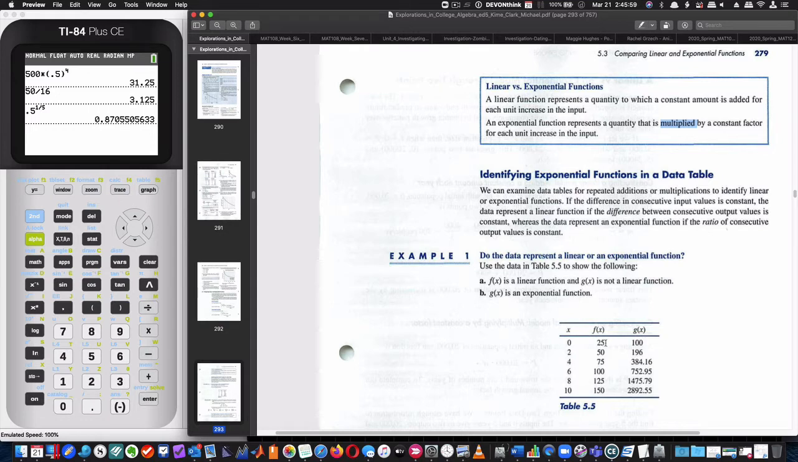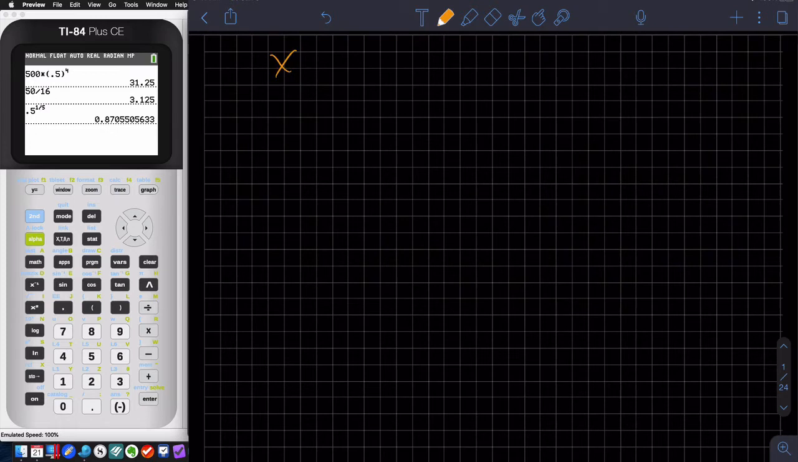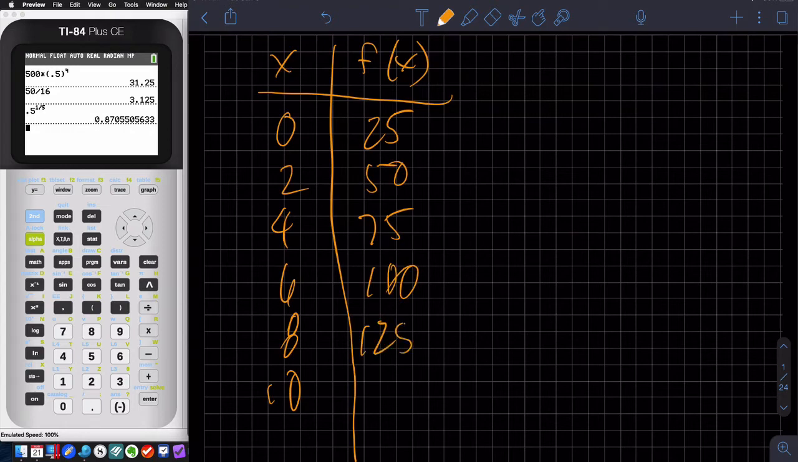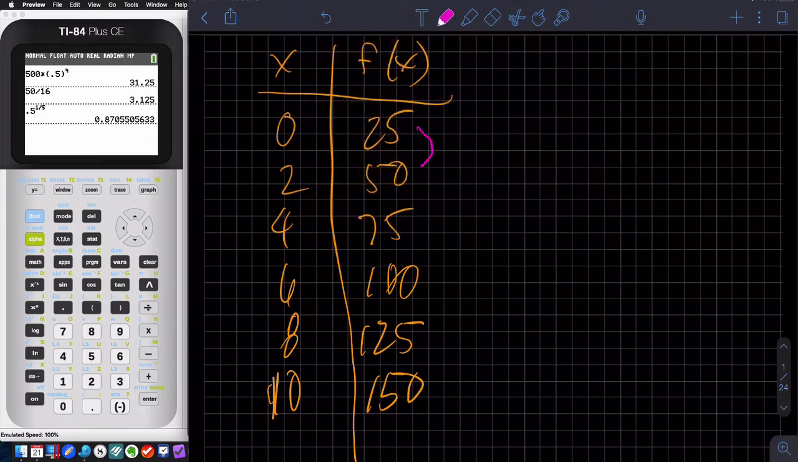So I believe through our work so far this semester that we know that if a function is linear, my x values and my function values have a constant slope, right? So if I have 0, 25; 2, 50; 4, 75; 6, 100; 8, 125; and 10, 150. Some of you could see it straight away. Some of us might need to check to make sure. So what's the difference between those?